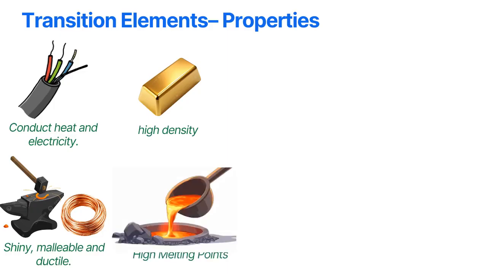Transition metals also have high melting points. For example, iron melts at 1538 degrees Celsius, which is far higher than sodium's melting point of 98 degrees Celsius. This makes them useful for building materials and machinery.